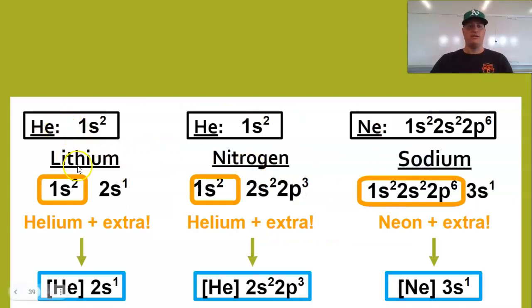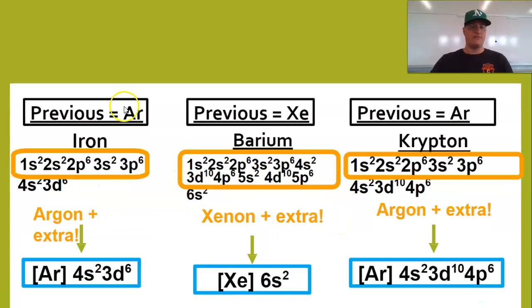So for example, lithium, which is 1s2, 2s1. Helium is 1s2, so it gets replaced. You get helium 2s1. For the next one, 1s2 for helium gets replaced, giving helium 2s2, 2p3, the other outer electrons. And you can see the same is done for sodium using neon. They can get even bigger when you have some d electrons involved, but again, those d electrons are all part of that. Barium's really big. Xenon goes up to 5p6. That's going to be replaced, giving your 6s2. Krypton also gets replaced, and you have the remainder.